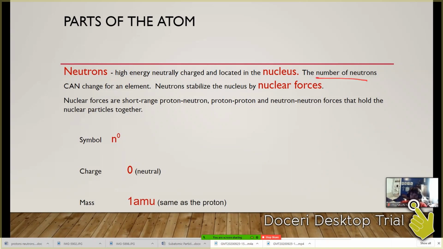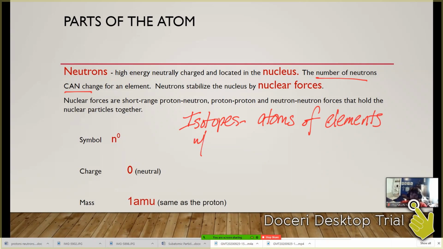The number of neutrons can change, and we call those isotopes, which are atoms of elements with different numbers of neutrons. And since they would have a different number of neutrons, they're going to end up having a different mass number. All the elements in the periodic table have at least one isotope, and some of them may have up to 25.